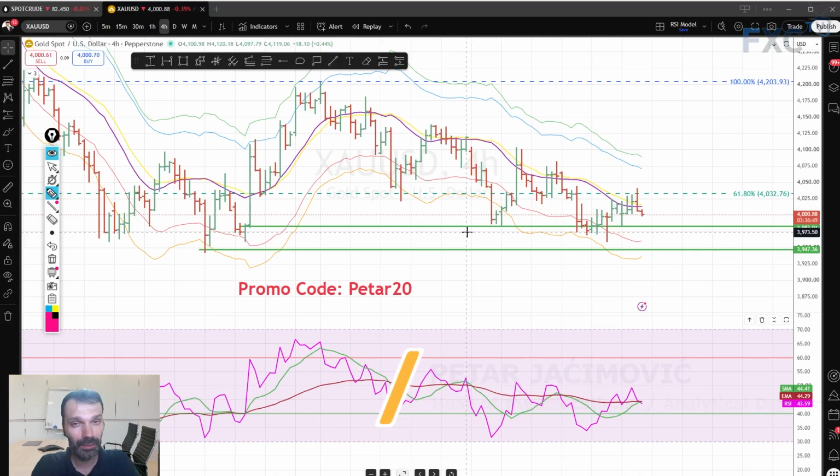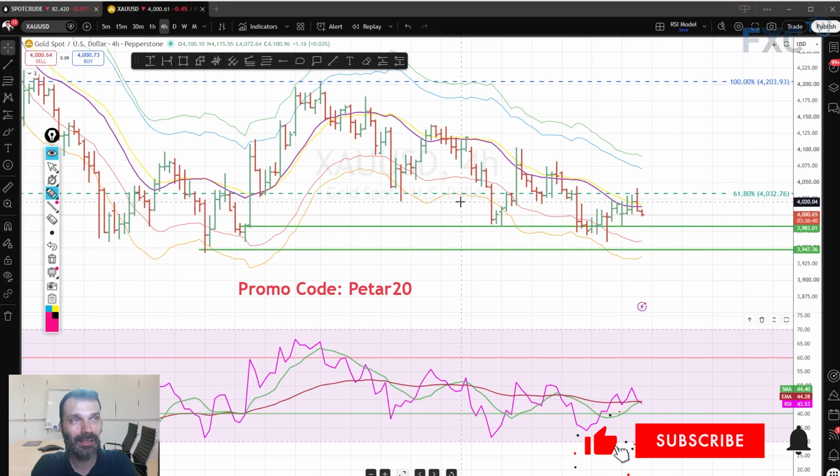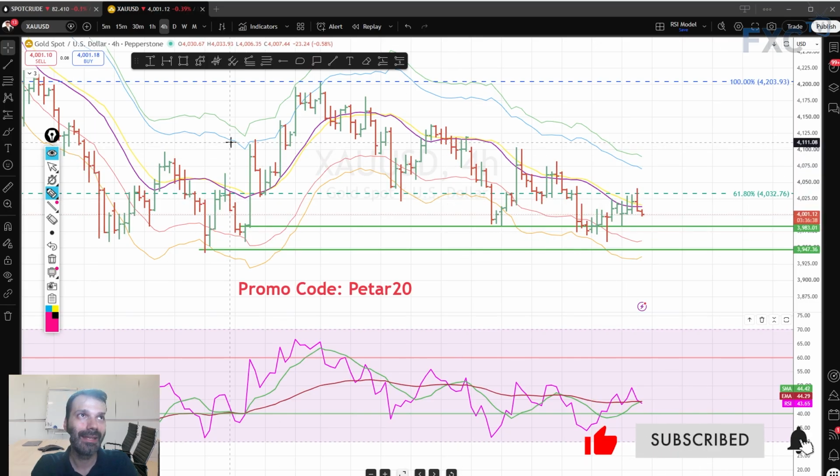For today I decided to cover the gold market and I see potential for further downside movement, so this will be a sell trade idea from the FXCentrum team. I will go through the reasons behind this sell trade idea. So let's dive into this.